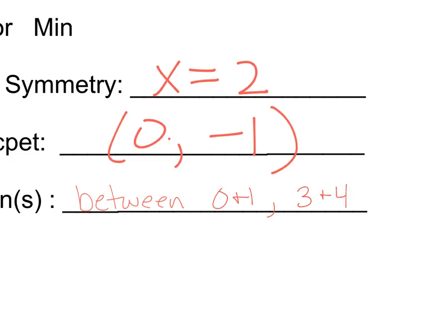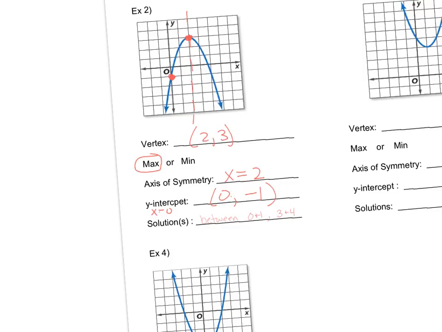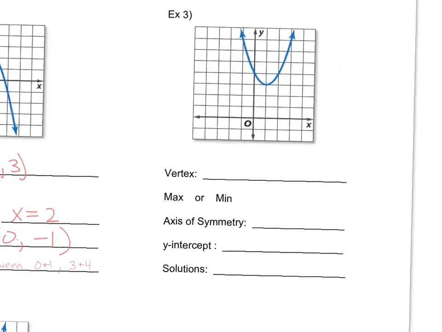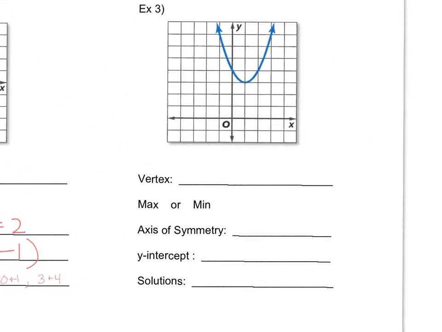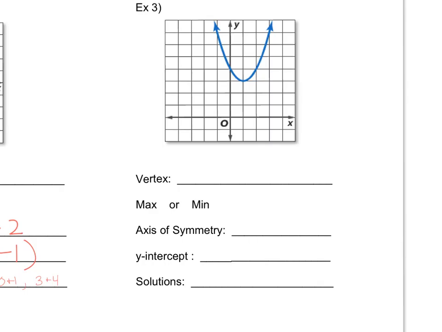All right, what I want you to do right now is pause the video and see how much you can do on 3 and 4 on your own. Then push play again, and we'll talk through 3 and 4. So go ahead and push pause and try these on your own.